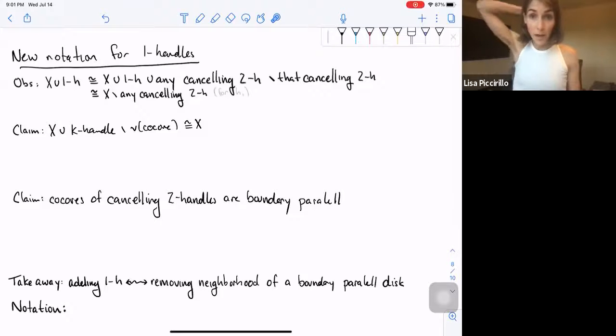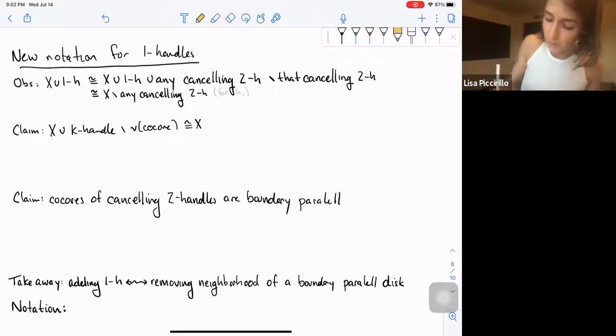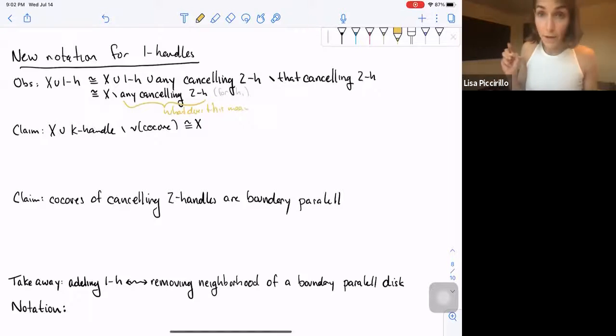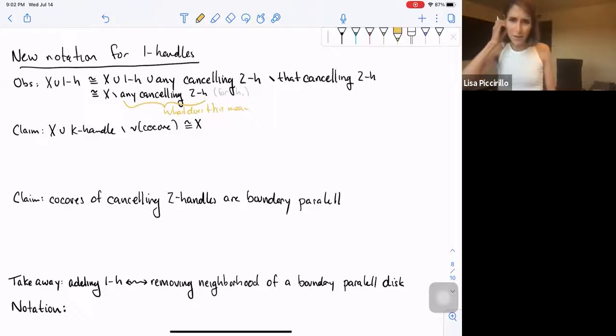Okay, so if you don't want to think about 1 handles, what you could do instead is think about removing canceling 2 handles. But to do that, you'd probably need to know what does this really mean? So I want to try to unpack that a little. How do you remove a canceling 2 handle?